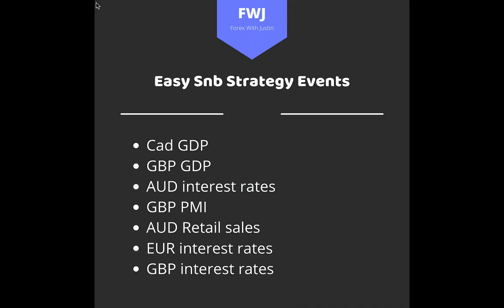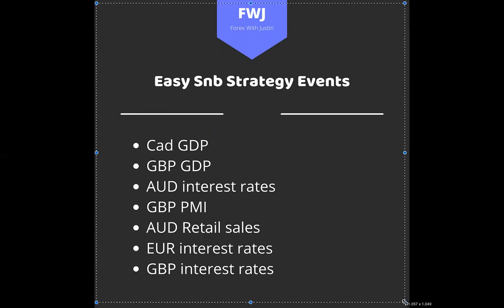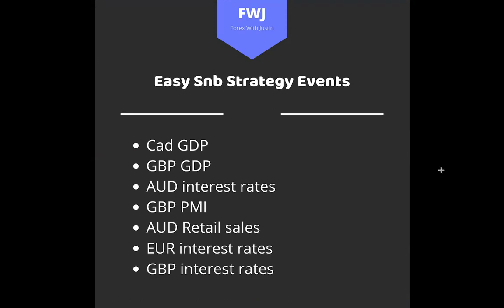I'll send you guys a screenshot of this on WhatsApp so that you can use it as a reference. So if you want, you can master the individual events. The events include the Canadian dollar GDP, pound GDP, AUD interest rates, pound PMI, AUD retail sales, which is an Australian event. Then there's euro interest rates, GBP interest rates, and that's pretty much it for the easy SNB.